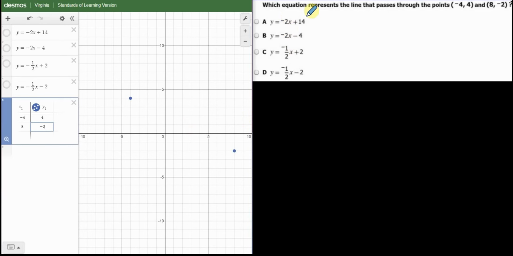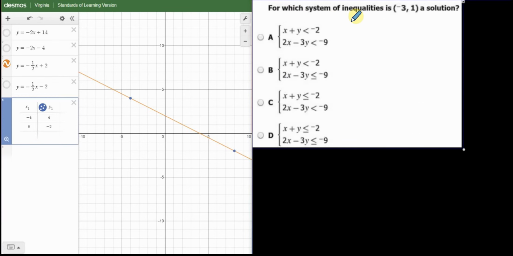And then again, which equation represents a line that passes through? So one of these four lines will pass through both of them. Well, that only hits one of the points. Try the next one. Only hits one of the points. That one hits both. This one hits neither. So I have my winner right here. C, -1/2 x plus 2. And again, we're just doing these using Desmos.